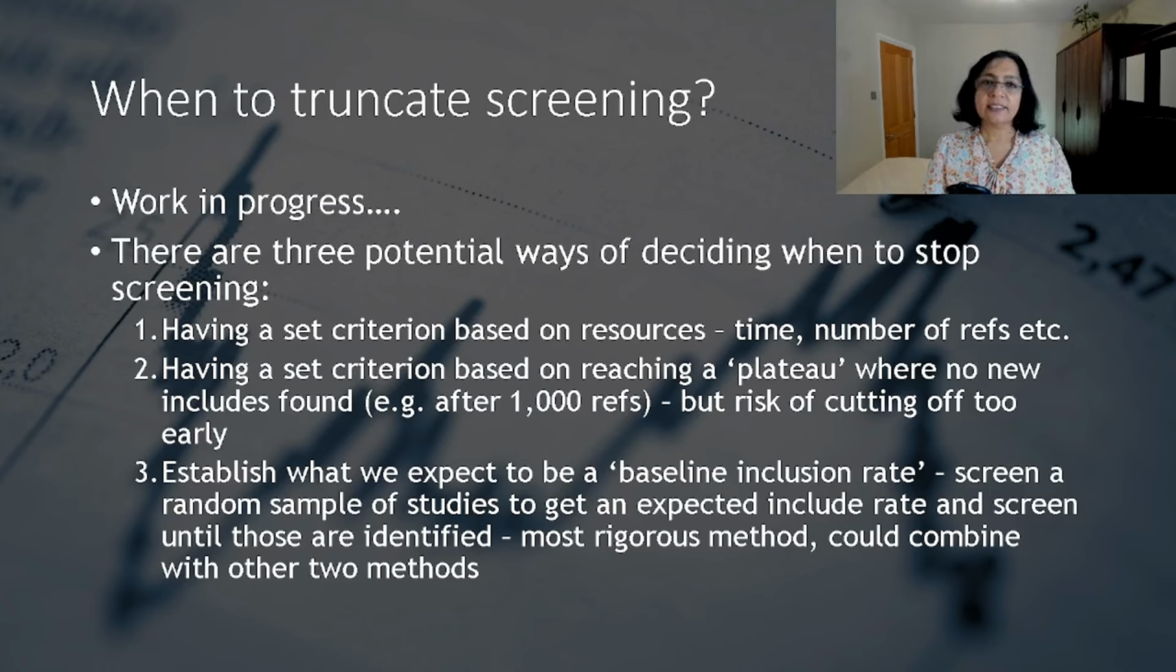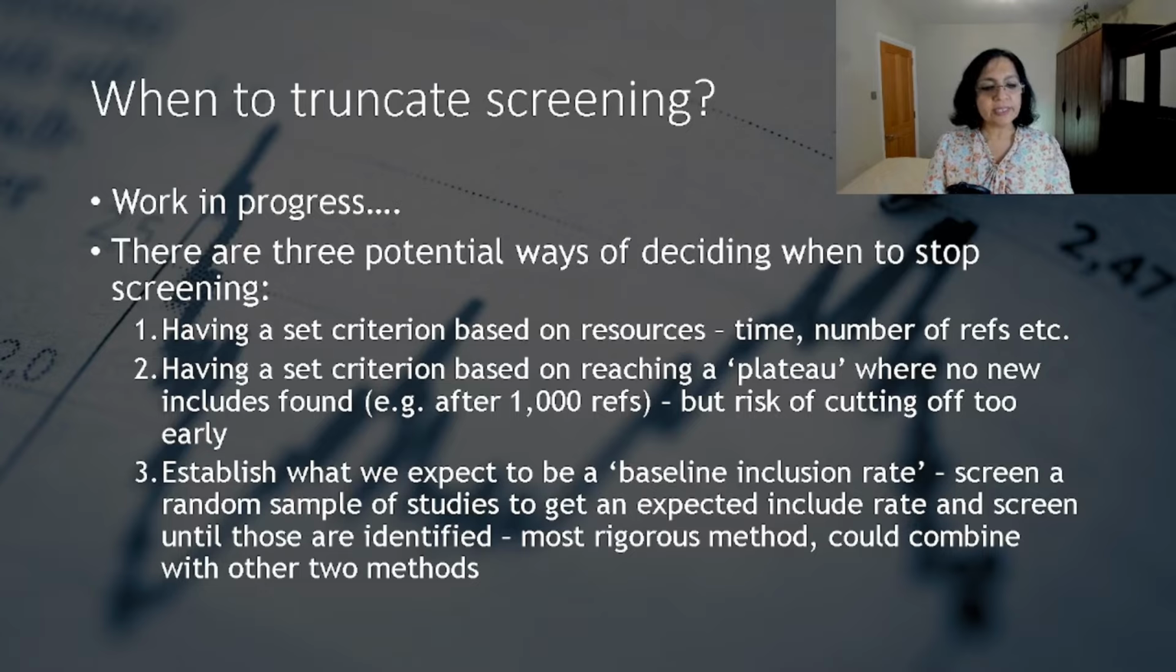The second potential way is having a set of criteria based on reaching a plateau where no new includes are found. For example, after 10,000 references or after 1,000 references. After 1,000 ineligible or excludes, we can decide that okay, now it is time to stop the screening process. So the number varies, you need to think carefully about the review, depending on how many records there are, a lot of considerations to be taken care of.